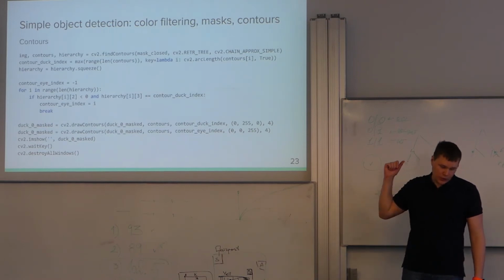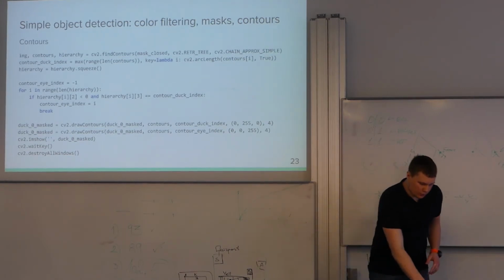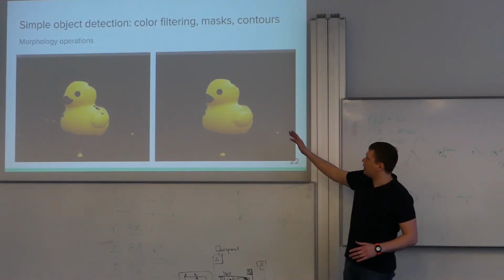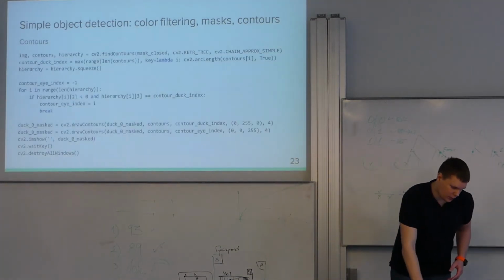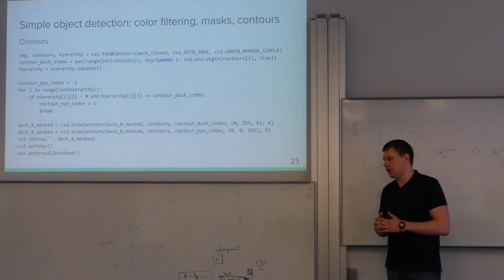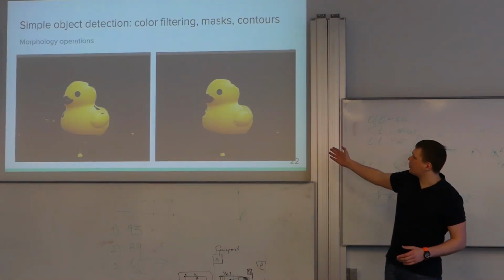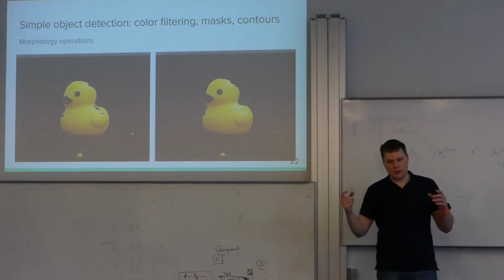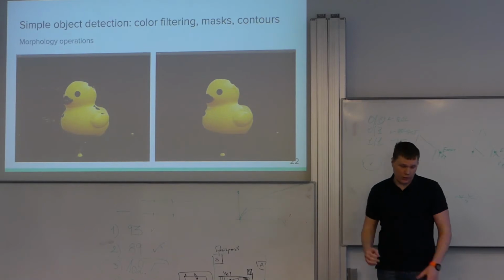And hierarchy, it's about how our contours are organized. For example, we want to find contours for this image, and also we want to find the contour for the duck's eye. It's possible to do with this functionality. And we are going to use some prior information. For example, we know that the contour for the duck is the biggest contour on the image. And also we know that the contour for the eye is nested inside the contour of the duck. And inside the contour of the eye, there are no other contours.